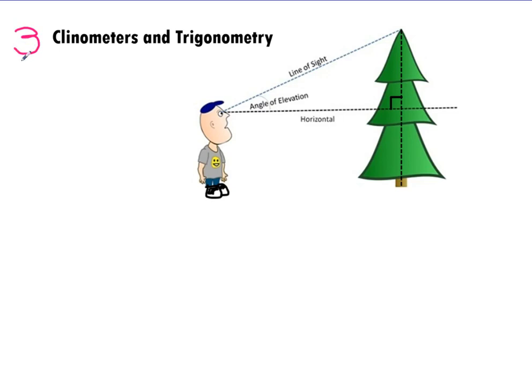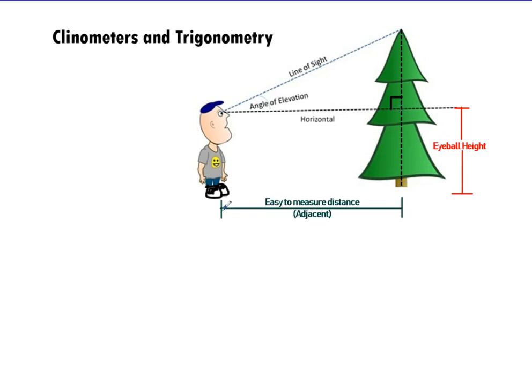All right, clinometers and trigonometry. This is our third technique, okay? So we have a couple of things. We have a line of sight to the top of the tree. We have an angle of elevation, and we have the horizontal. Horizontal, think horizon, where the sun rises, okay? We can calculate the eyeball height very easily, which is going to be a portion of our tree. We can also calculate this ground distance from your eyeball to the object. It's like an adjacent in this triangle, okay?